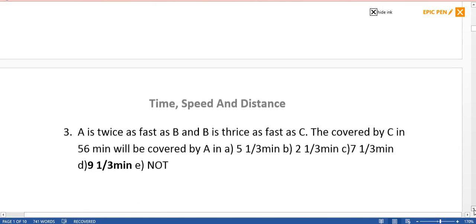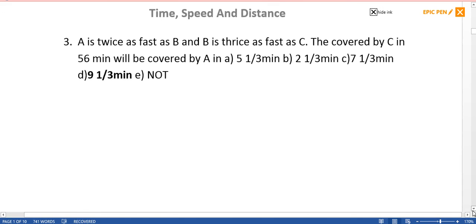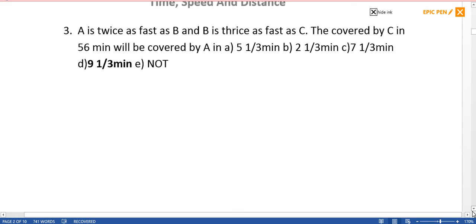And now let's look at question number 3. A is twice as fast as B, and B is thrice as fast as C. The distance, okay, this has to be distance. The distance covered by C in 56 minutes will be covered by A in how many minutes?